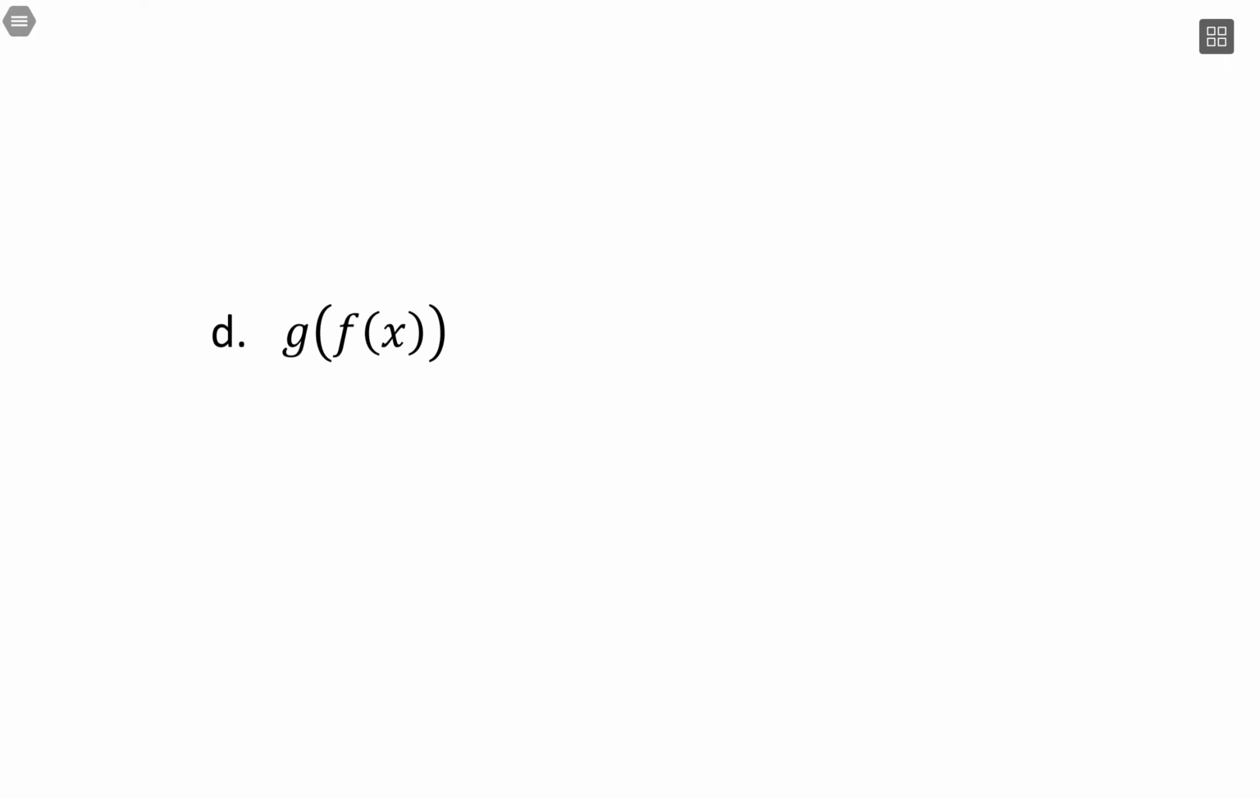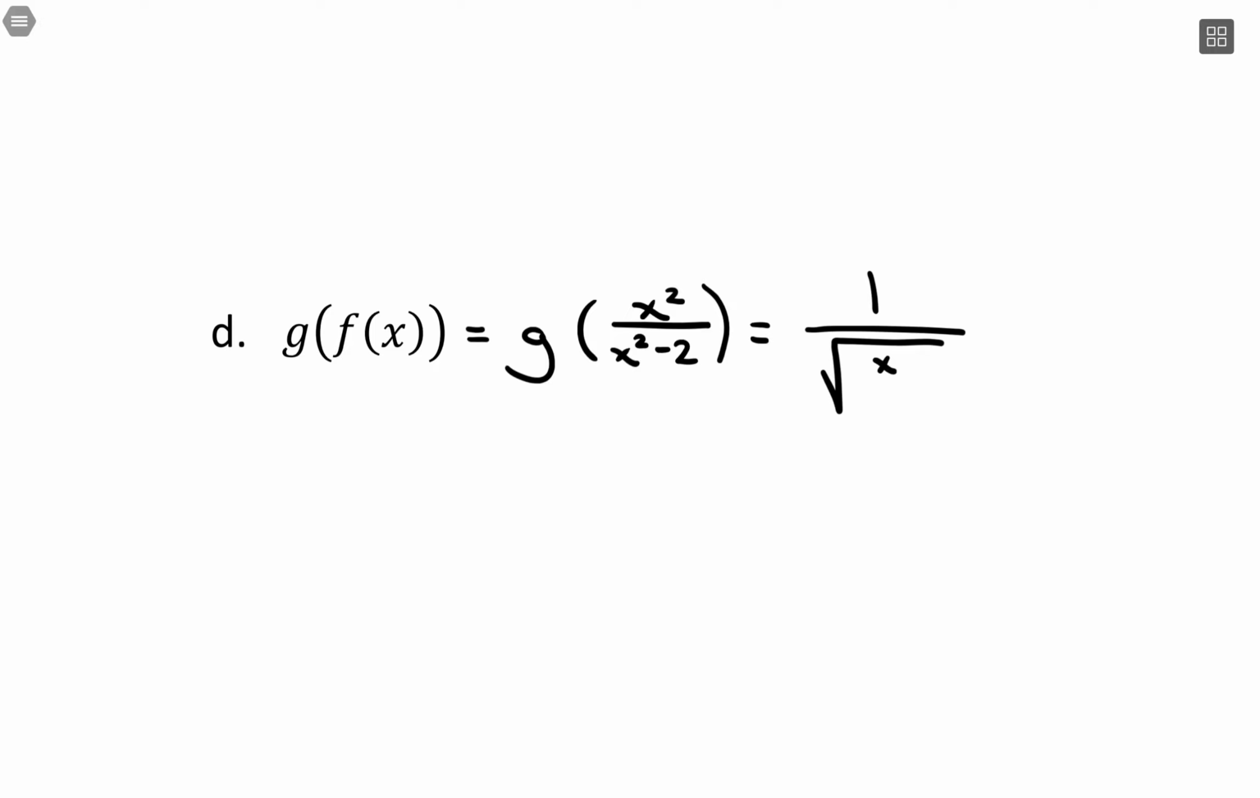Alright, what if we just did a general g of f of x? What if we're just plugging in our variable x? So we're taking g of, and then we just copy down f of x, which is x squared over x squared minus 2, which is equal to 1 over the square root of, and then our input is that whole function, x squared over x squared minus 2.